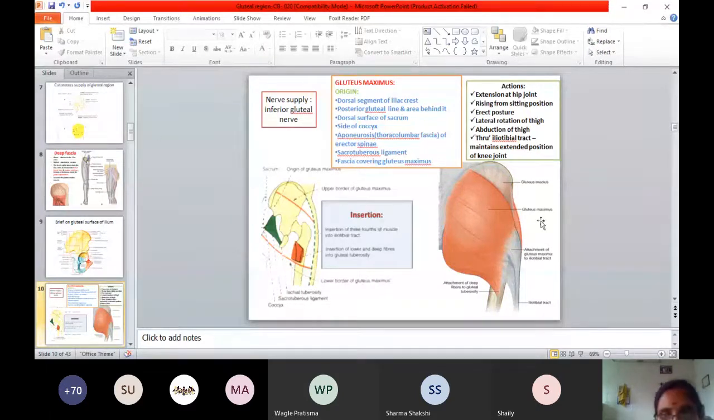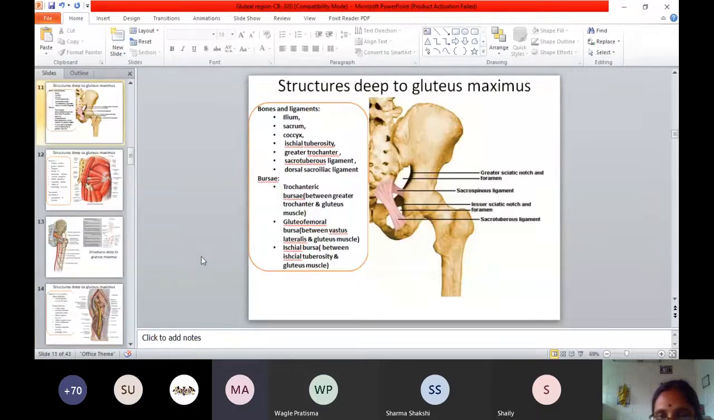Now, this is origin. This is insertion of gluteus maximus. Can you see the PowerPoint? Yes, ma'am. Now, what is the name of this muscle? Gluteus maximus. What is the action of gluteus maximus? Extension, and rising from sitting to standing position.